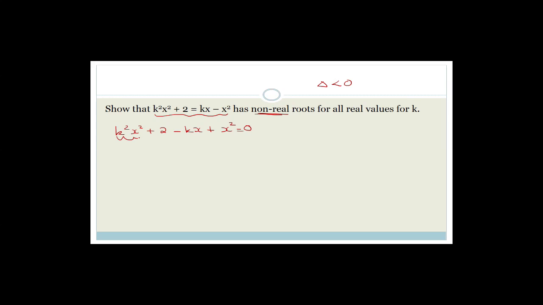Now let's group the x squareds. So we've got k squared plus 1 x squared, because there's a coefficient of 1 here. Then we're going to have minus kx plus 2 equals 0. Okay, so what does that mean? It means that this whole thing here is A, minus K is B, and plus 2 is C. So let's work out what delta is. Delta is B squared minus 4AC, right? So B is minus K, so that's minus K all squared, minus 4 times A, which is K squared plus 1, times C, which is plus 2.